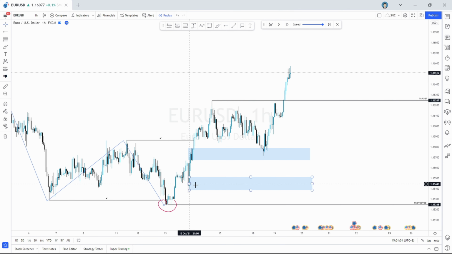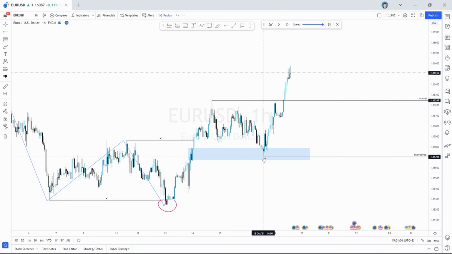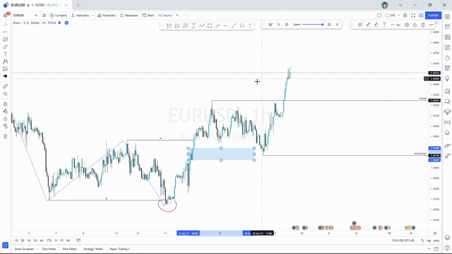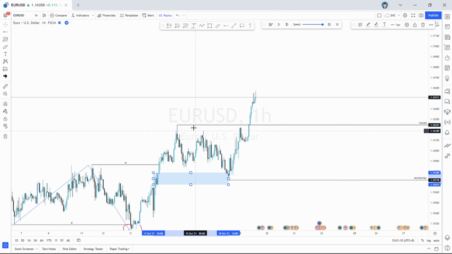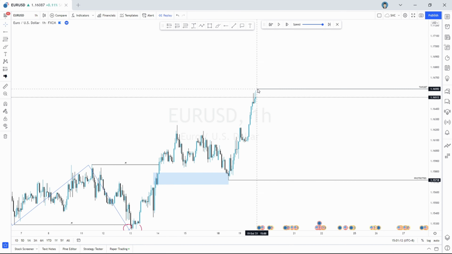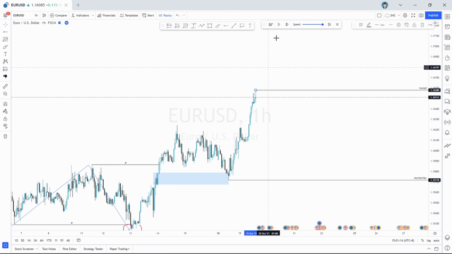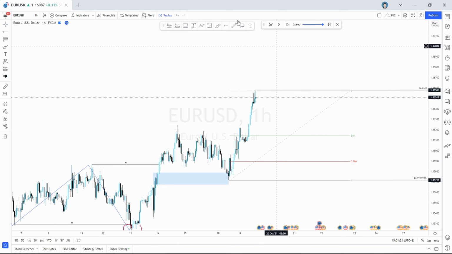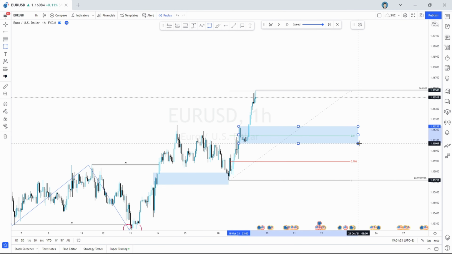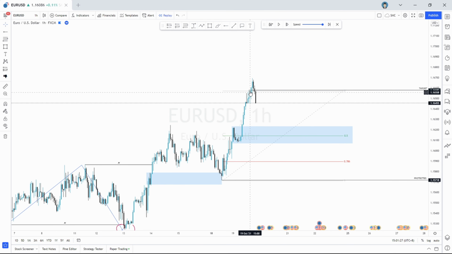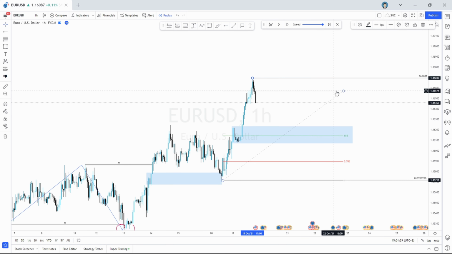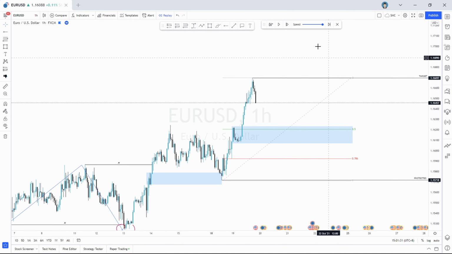Now we hit our target. Now we move our protected low again to this point. Since we already hit our target, we move our target to the highest point of this move over here. Again, we don't know where the highest point is. At the same time, we can use the fib tool, and we can look for certain demand zones. As you can see, price went higher, so we can move our target zone higher and at the same time move the fib tool higher.